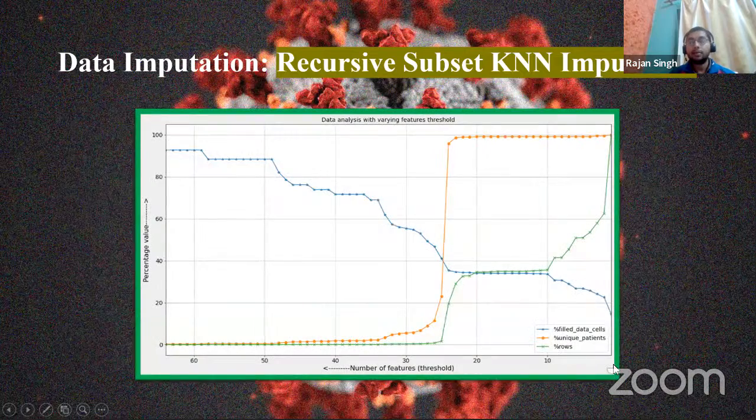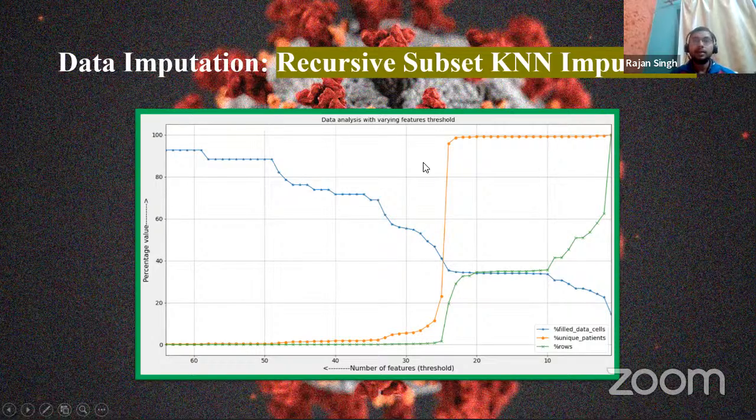As we can see, if we increase the number of features present for a particular reading, the percentage of filled data cells will increase, but the number of unique patients was decreasing, as we can see from the graph, while the percentage of rows was increasing. So we had to choose a place where there's some trade-off between all those 3. Here is the plateau where all 3 values plateaued. So from there we selected the 13.